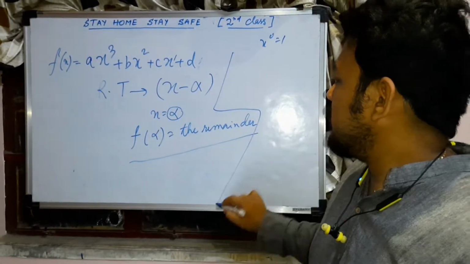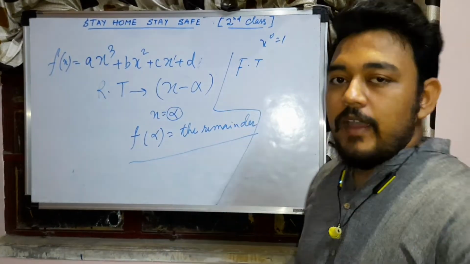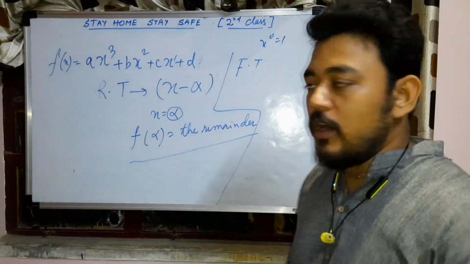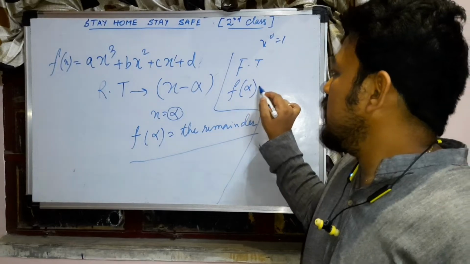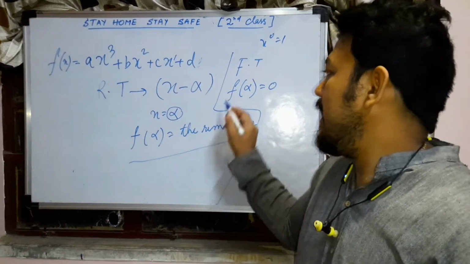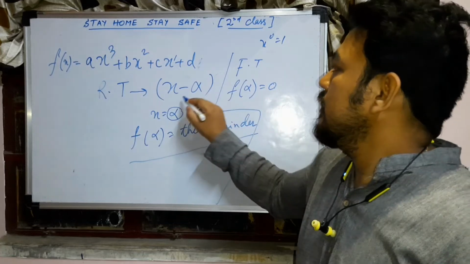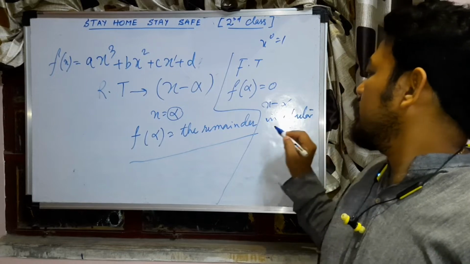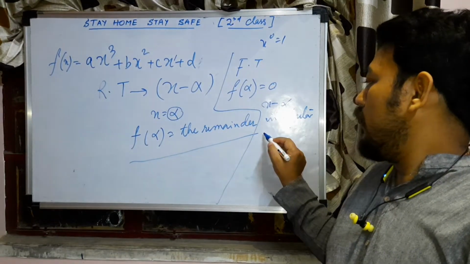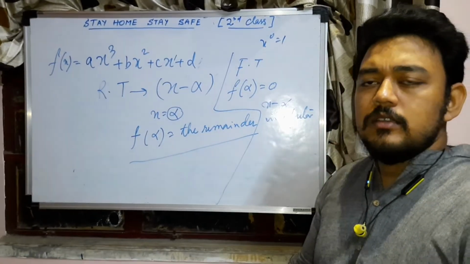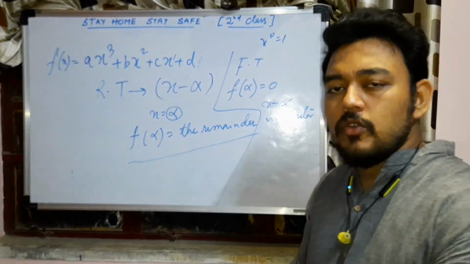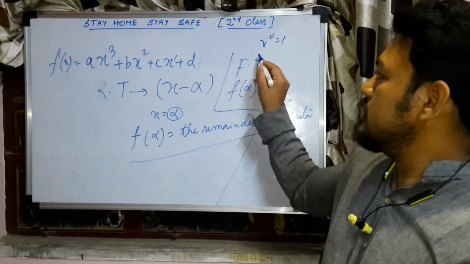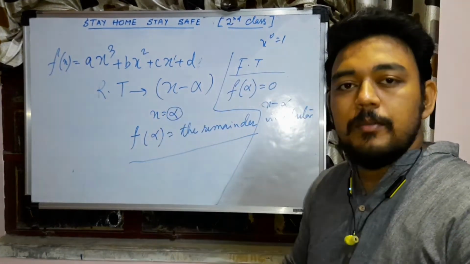Whereas the factor theorem, which I am writing as FT, tells that if x minus alpha is there, that is x is equal to alpha, and f of alpha is equal to 0, then x minus alpha is a factor, where alpha we call a root. This one also you have learned in class 9, what is a root and what is a factor. So this is the factor theorem and this is the remainder theorem.